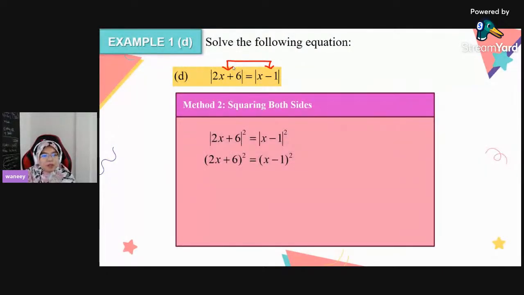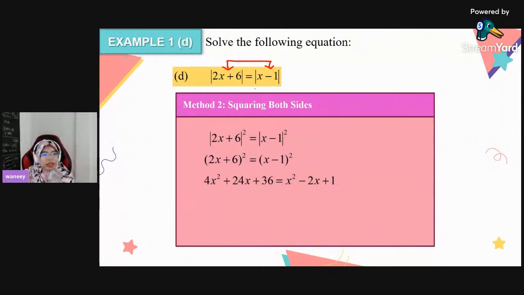Okay, so 2x plus 6 square equal to x minus 1 square. So expand them very, very carefully. After you expand, make sure to bring all the numbers to the left. We should have something with a quadratic. Then you should factorize them completely to get the value of x.